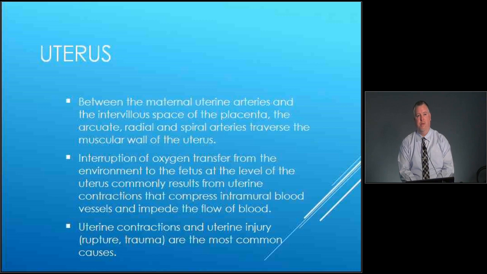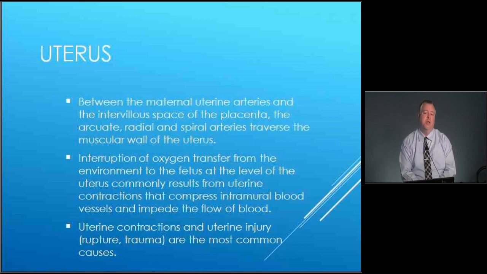The uterus. Between the maternal uterine arteries and the intervillous space of the placenta, the arcuate, radial, and spiral arteries all traverse the muscular wall of the uterus. And any interruption in oxygen transfer from the environment to the fetus at this level, at the uterus, commonly results from things like uterine contractions that compress the blood vessels and impede blood flow.